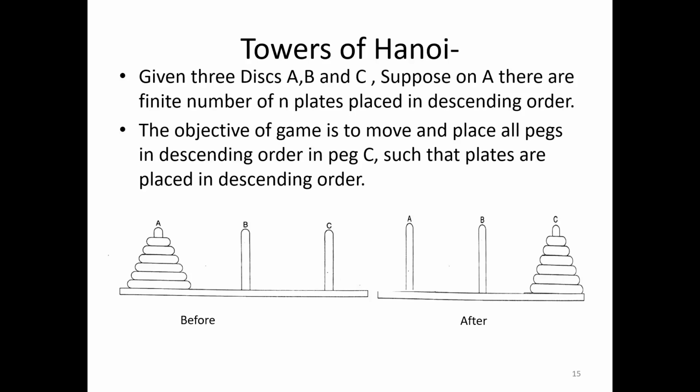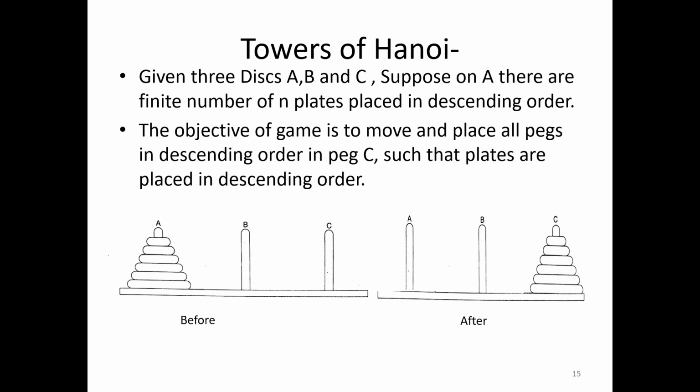Dear students, in this short video, we will see one concept on recursion, that is Tower of Hanoi. You will be given three poles A, B, C. A can be treated as source pole, B like intermediate, C the destination.